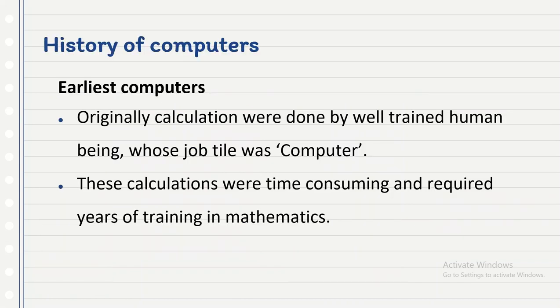Now we are starting history of computers. Now, what were the earliest computers? Long time ago there were no machines invented for calculations, so the people themselves were like computers, means they were doing all the calculations, and their job title was also a computer. The human beings themselves were doing the calculations and they were not using the machines.